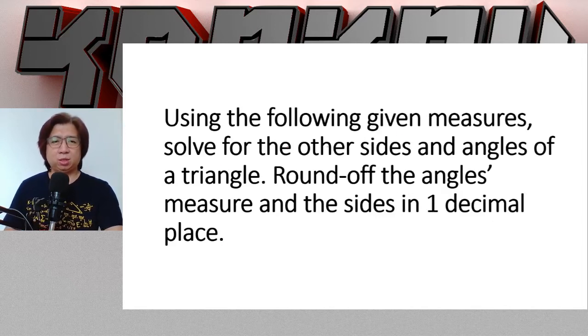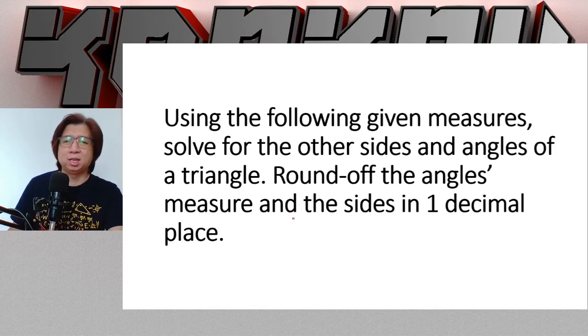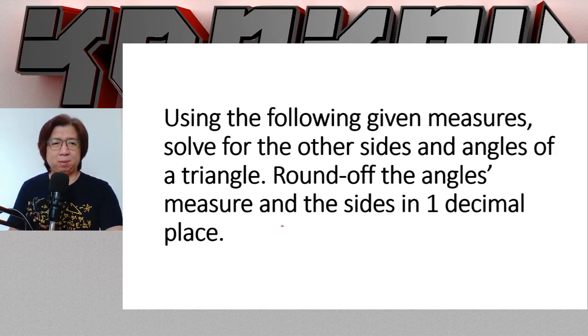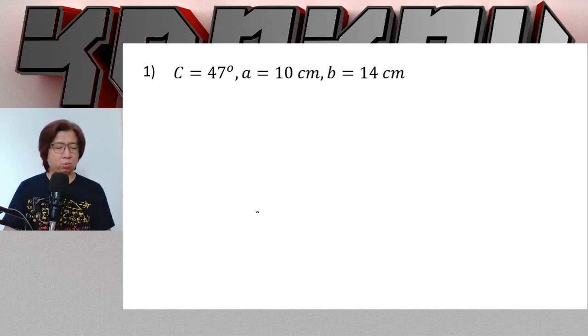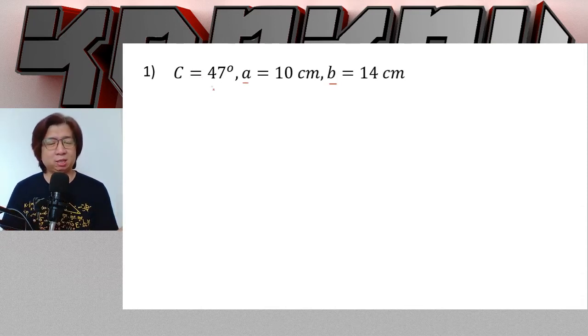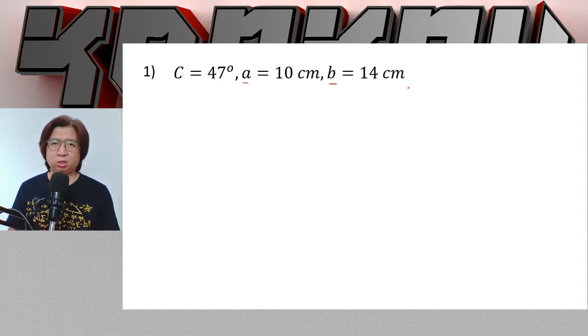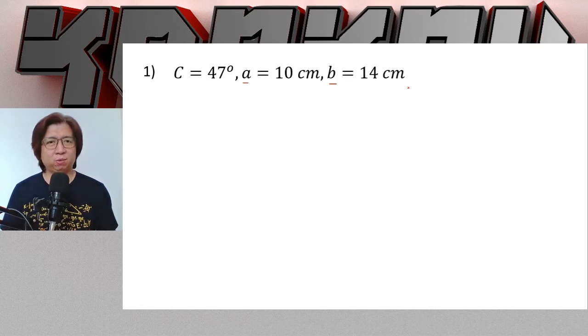Using the following given measures, solve for the other sides and angles of a triangle. Round off the angle measures and the sides to one decimal place. Okay, for number 1. We have side a and side b, and since we have angle C here, we can find side c. If you look at this, you can observe we cannot use the law of sines. This is the importance of the law of cosines.